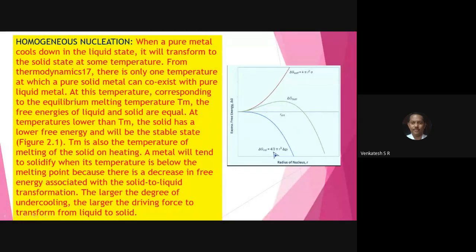This is the volume of the sphere of the nucleus, and this is the area, 4 pi r squared gamma. Here it is 4 by 3 pi r cubed delta Gf, free energy. This is the R critical, delta G nuclei, and this is delta G surface. The excess free energy, delta G.